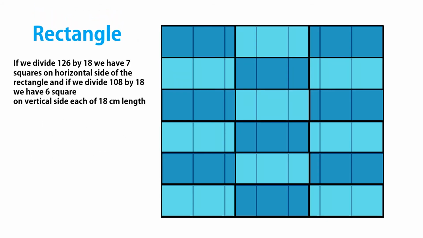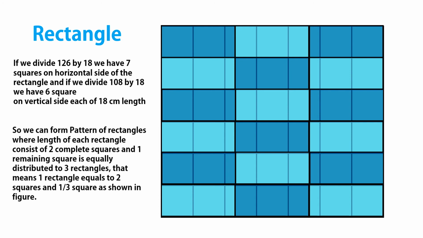If we divide 126 by 18 we have 7 squares on the horizontal side of the rectangle, and if we divide 108 by 18 we have 6 squares on the vertical side, each of 18 cm length. So we can form a pattern of rectangles where the length of each rectangle consists of 2 complete squares and 1 remaining square is equally distributed to 3 rectangles. That means 1 rectangle equals 2 squares and 1/3 square as shown in the figure.